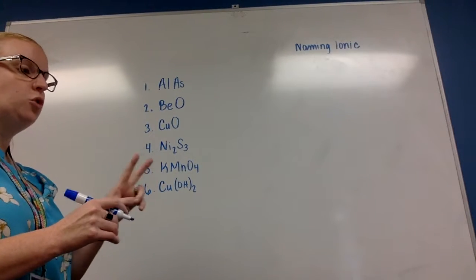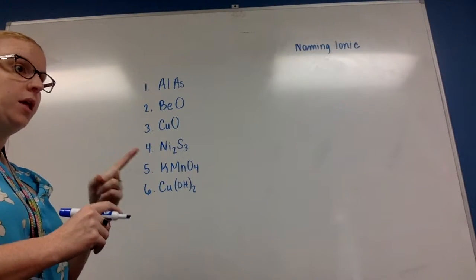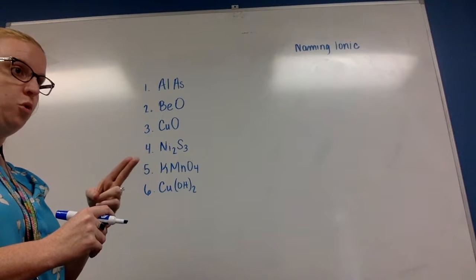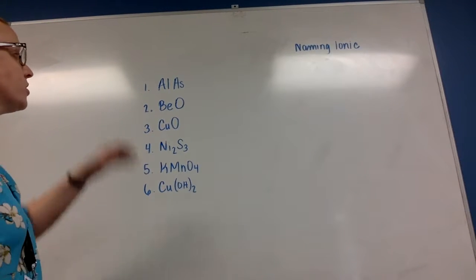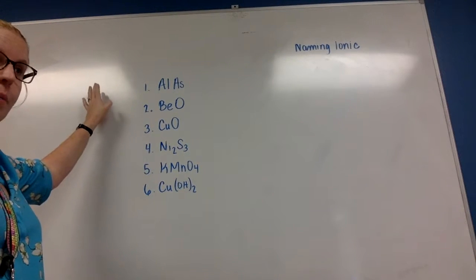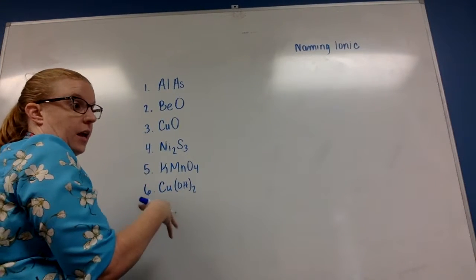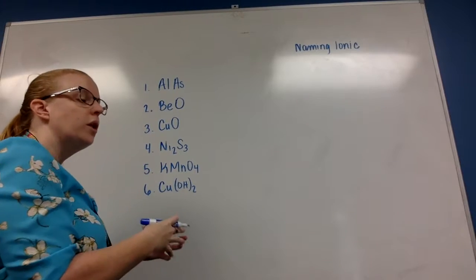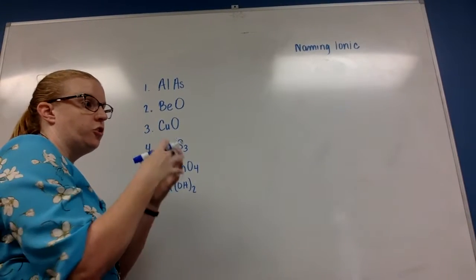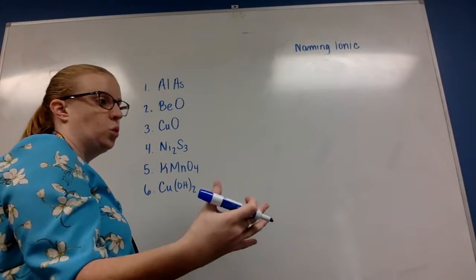Naming ionic compounds. There are 2 tricky things that you have to watch out for: polyatomic ions and Roman numerals. The first thing you always do is count the capital letters. So I'm going to go through all of these and count the capital letters. The goal is to sort them so that you follow the correct naming rules.